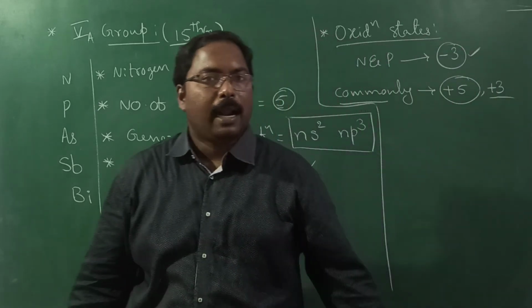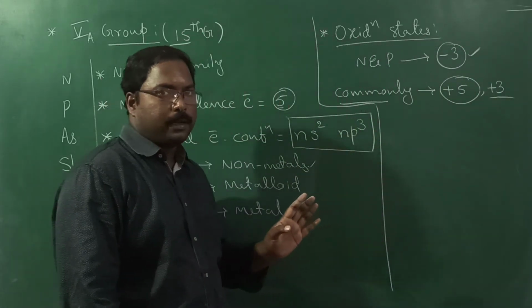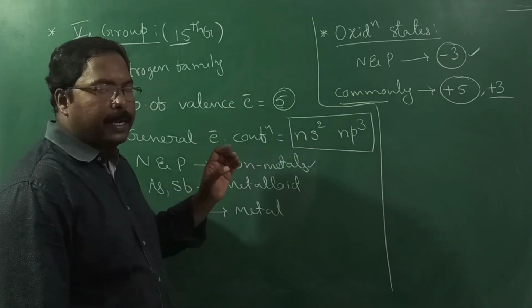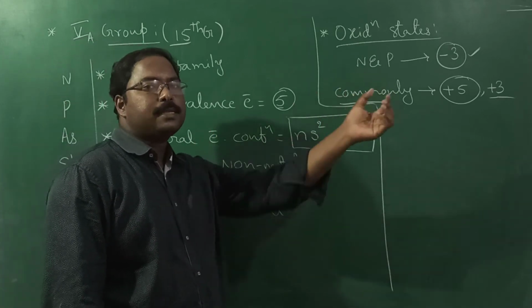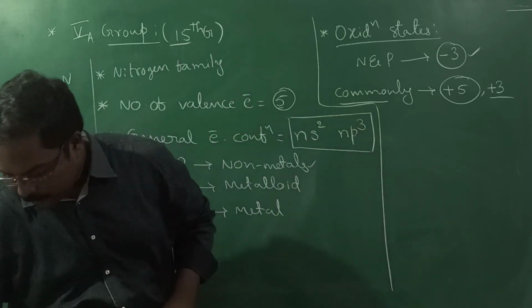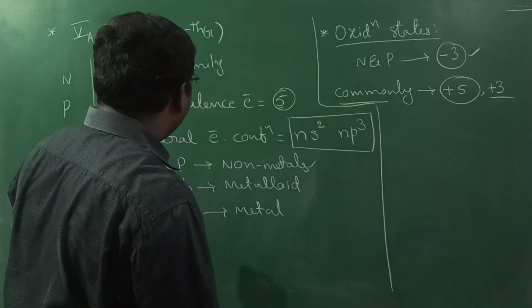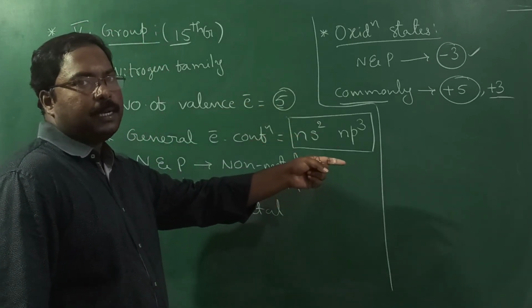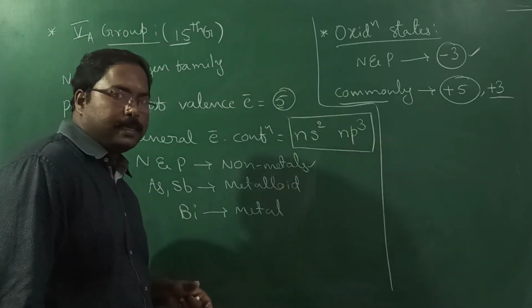Okay? But not because of the inert pair effect. The inert pair effect is mainly observed in the case of 3rd A group elements and 4th A group elements. Even nitrogen can exhibit +3, phosphorus also can exhibit +3. Okay?